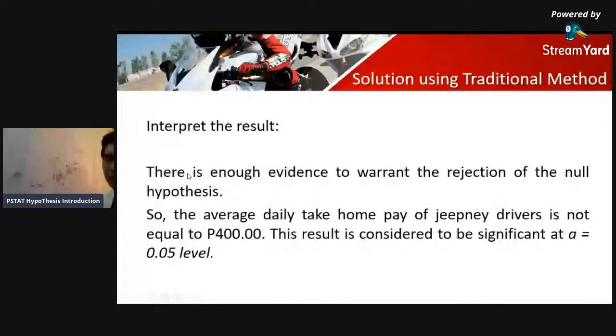And the interpretation is that the average daily take-home pay of jeepney drivers is not equal to 400. This result is considered significant at alpha equal to 0.05. So we are 95% confident that the average daily take-home pay of jeepney drivers is not equal to 400. Okay, so that's your critical method.